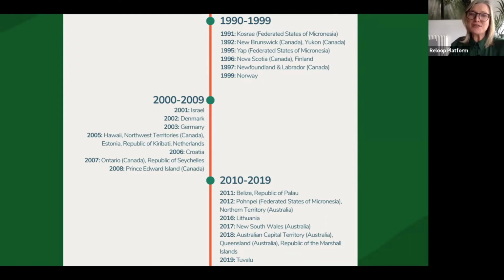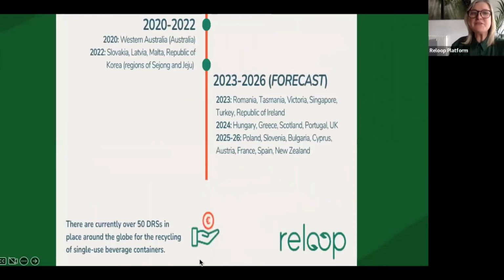Moving into the 2000s, later on, we saw Australia. There was a lot of progress in Australia coming online. And then finally, coming into 2020 and beyond, this year alone, we saw the introduction of a program in Slovakia, Latvia, Malta, and we're going to see a couple of regions introducing a cup deposit system in South Korea. And we have a number of countries coming on in the future that I'll show you in a second. So a lot of development on the global deposit front.